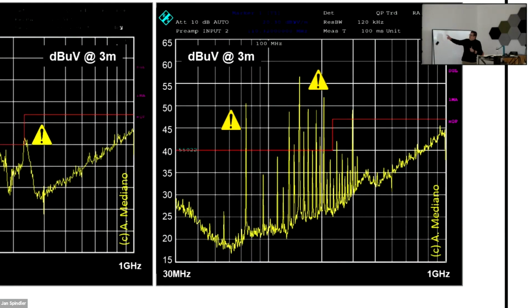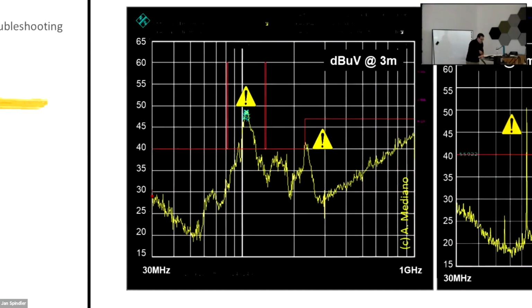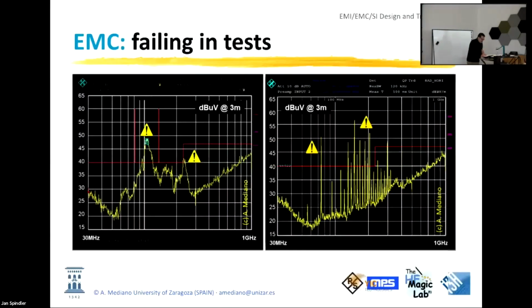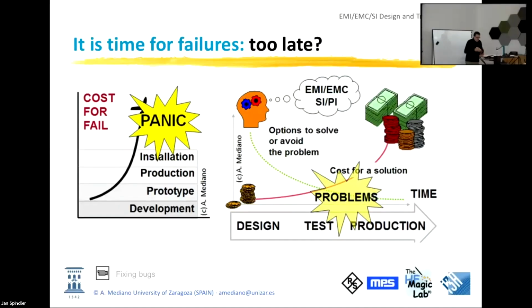Sometimes when you are comparing the peaks with the limits, the result is something like this. Instead of some specific frequency, you have a mountain, or you have a frequency that is not related with frequencies in your circuit. This is typically due to resonances or parasitic oscillations. This is one of the most difficult parts of solving any EMI problem, to identify where this energy is located. Okay, so now we are failing.